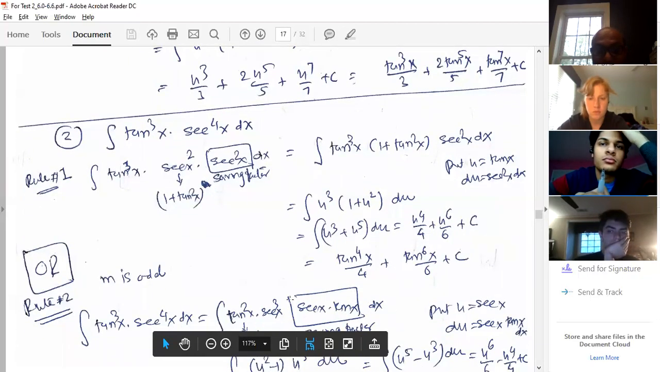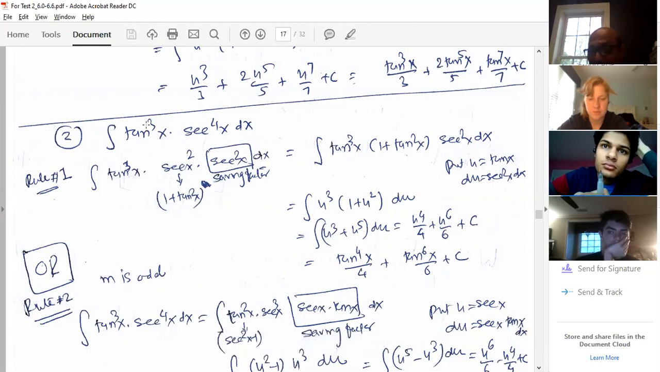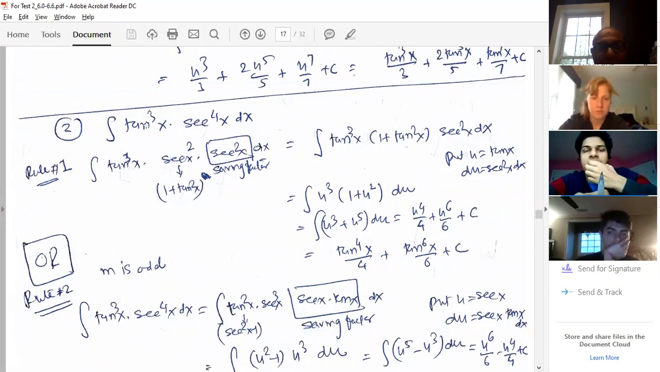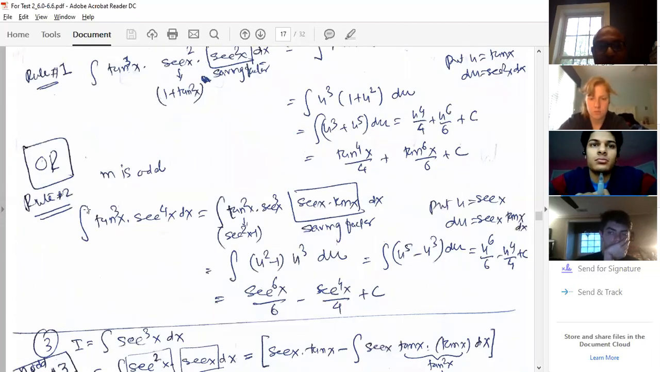Or somebody says, no, I want to go for rule number two, because look at over here, my m is odd. Rule number two says m is odd. So one example can be solved in two different ways. M equals odd, rule number two, my saving factor must be secant x tangent x. So tangent cube x can be written as tangent square x times tangent x, so that I can pull out one tangent factor and one secant factor, secant x tangent x. This tangent square x can be written as secant square x minus 1 by trig formula. U equals secant x and du equals secant x tangent x. This is my du, this is my u square minus 1, and this is u cube.